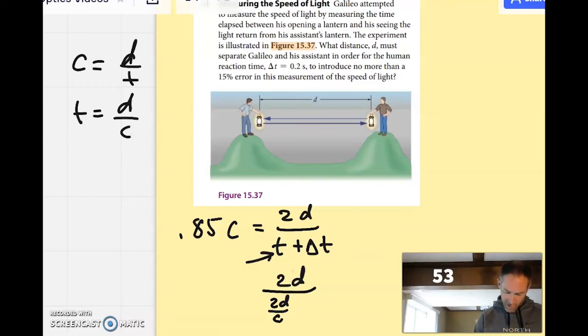Don't be thrown off by the 2. This d means whatever distance it's traveling in that much time, and in this much time t, it's traveling 2 of those d's right there, plus that little bit of extra time down there.